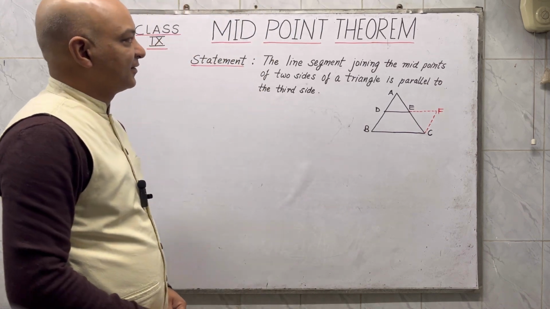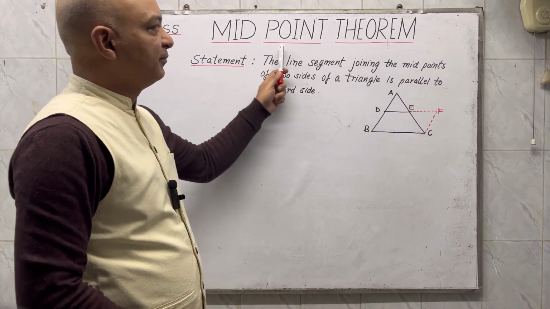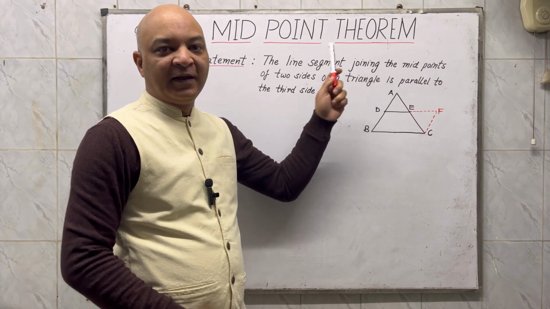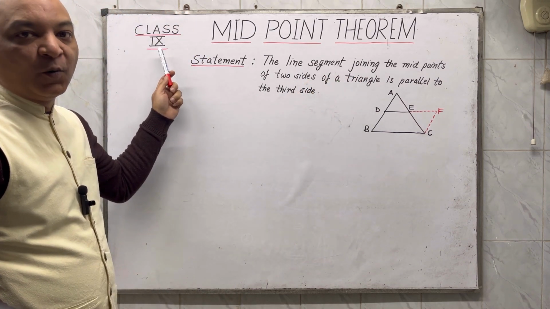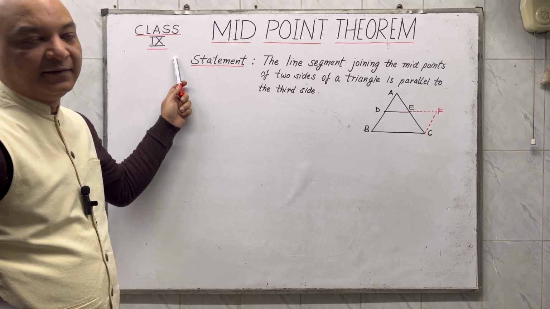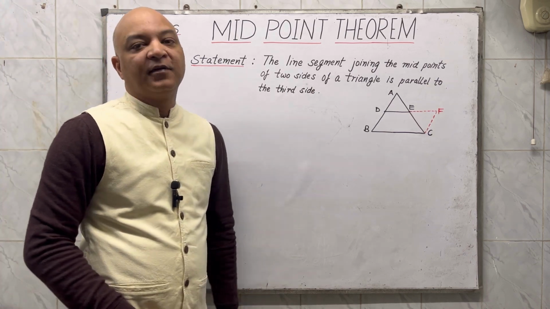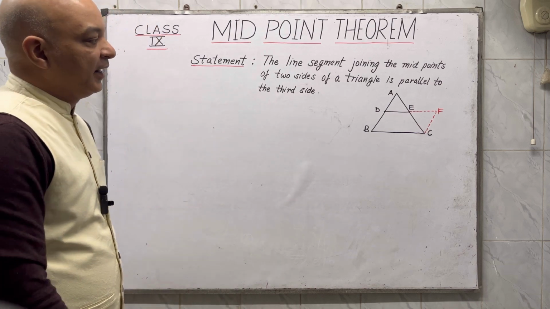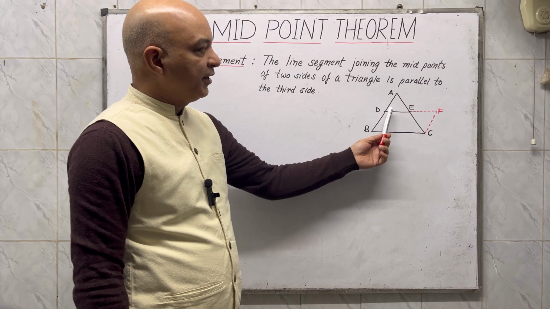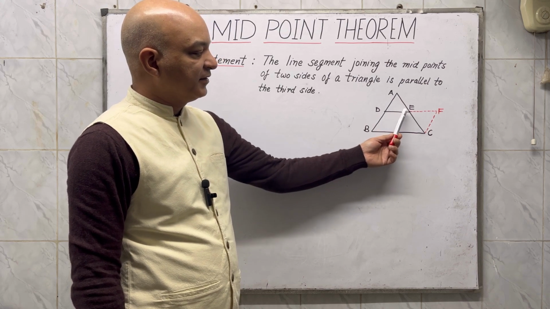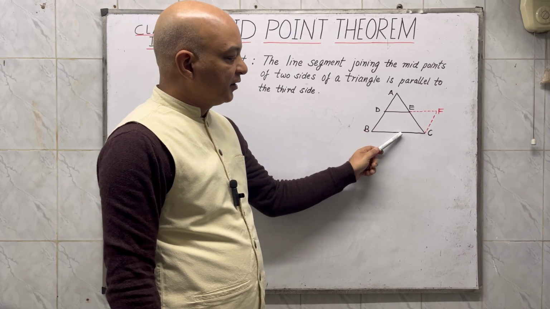In today's class, we are going to learn how to prove the midpoint theorem. This theorem is in the chapter called Quadrilateral of class 9. The statement of the theorem states that the line segment joining the midpoints of two sides of a triangle is parallel to the third side.